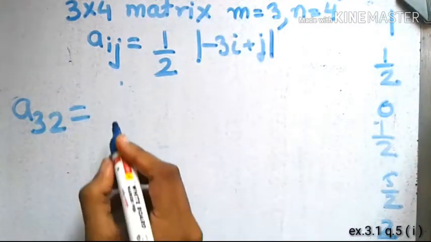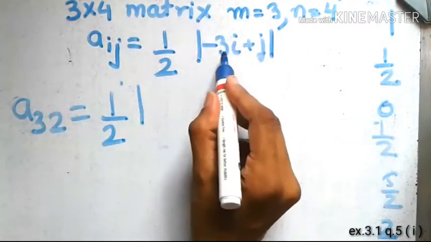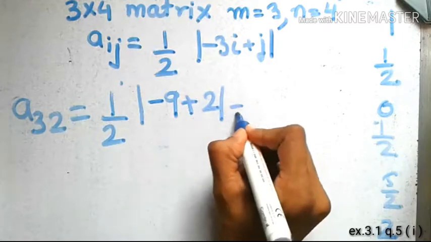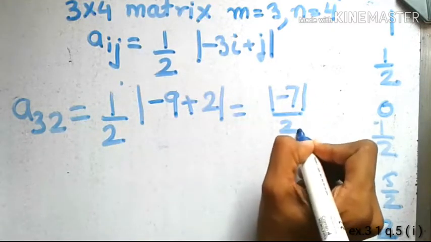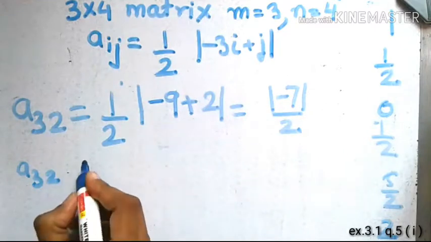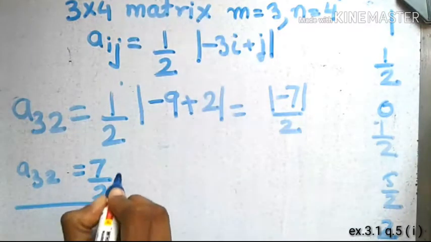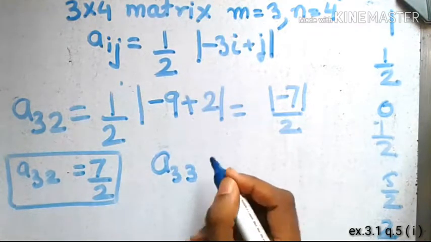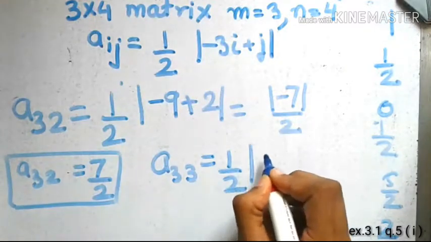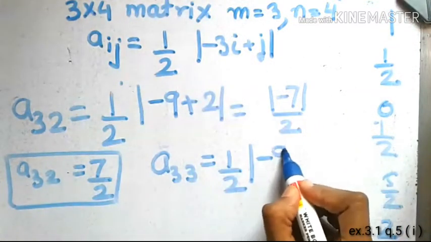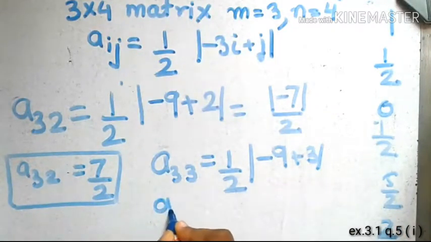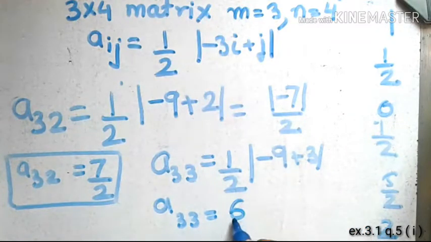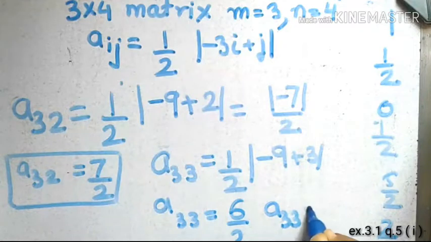A32, let's find the value. Half into minus 3 multiplied by 3, that is minus 9 plus 2. So I'll get mod of minus 7 by 2. So A32 is equal to 7 by 2. The next matrix element is A33, which is half into mod of minus 3, 3s are again 9 plus 3. So I have A33 as mod of minus 6, which I'll get as 6. So A33 is nothing but 3.